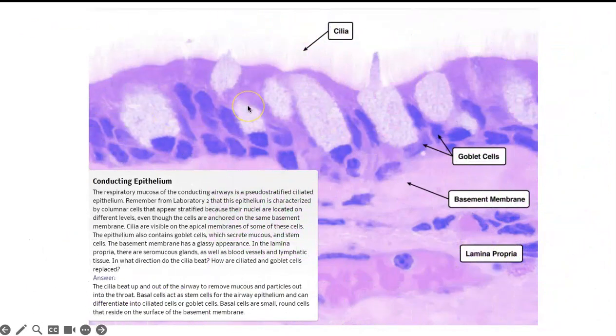Right, another photo for the epithelium. Again, you can see the pseudostratified ciliated epithelium here, and then you have goblet cells right here, and also you can see the basement membrane, and also a lamina propria containing blood vessels here.